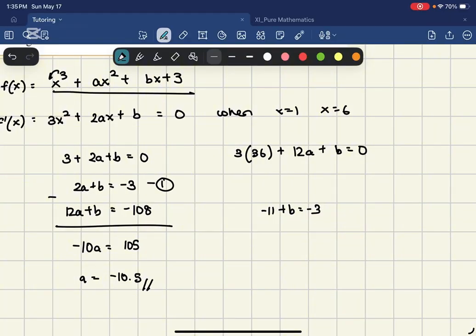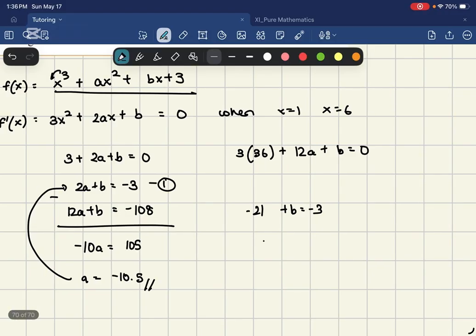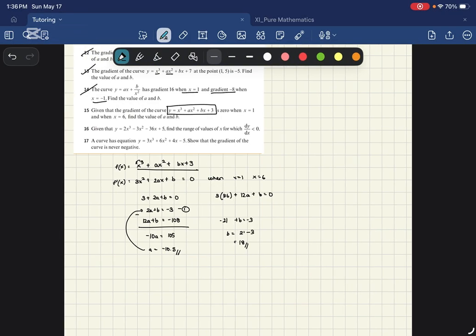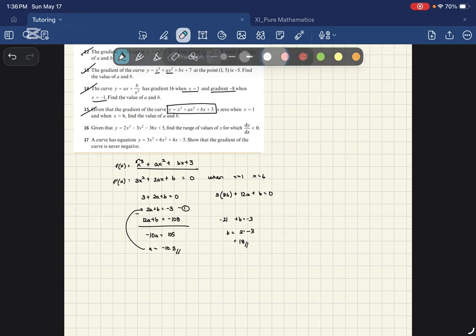Sorry. Do I get 8? No, sorry. This is minus 22. Because 2 times a, 2 times this, is going to give me 21. So if I substitute a into the first equation, I get minus 21 plus b is minus 3. So b is 21 minus 3, which is going to be 18. All right. So we're done.